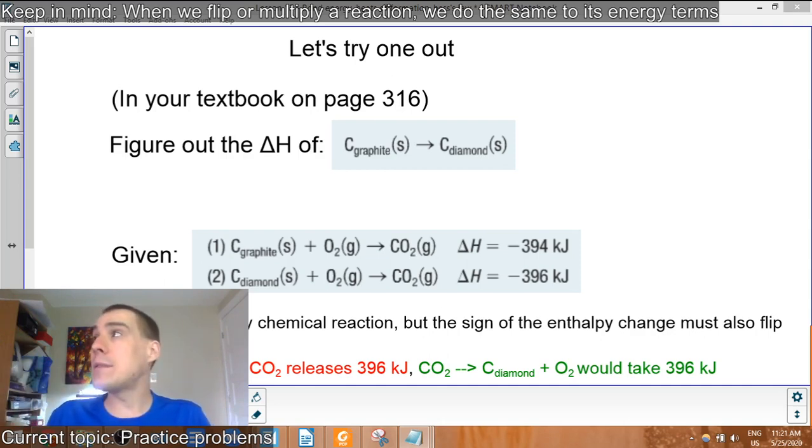When we do that, we have to do the same thing to its energy terms. If we flip a reaction, the energy term goes from positive to negative, from negative to positive. If we multiply a reaction by 2, twice the energy. If we divide a reaction by 2, half the energy, and so on and so forth.